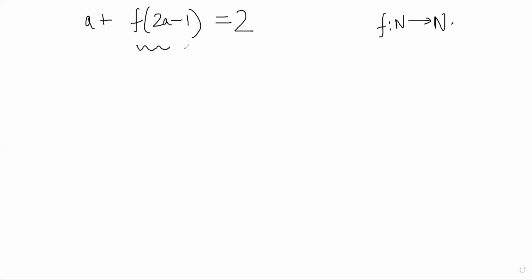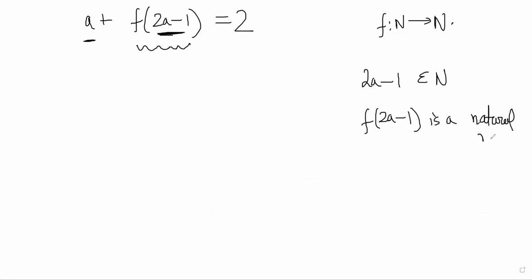The output of f has to be a natural number, and the input also is a natural number. So this is also natural. 2a minus 1 is a natural number, first of all, and also f of 2a minus 1 is a natural number, right? And we know that a is also a natural number, right? Because a was the value of f of 1. A was equal to f of 1, right?